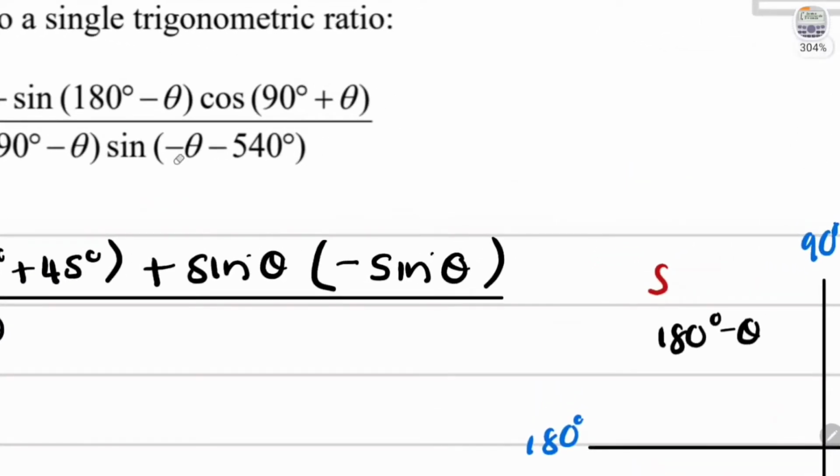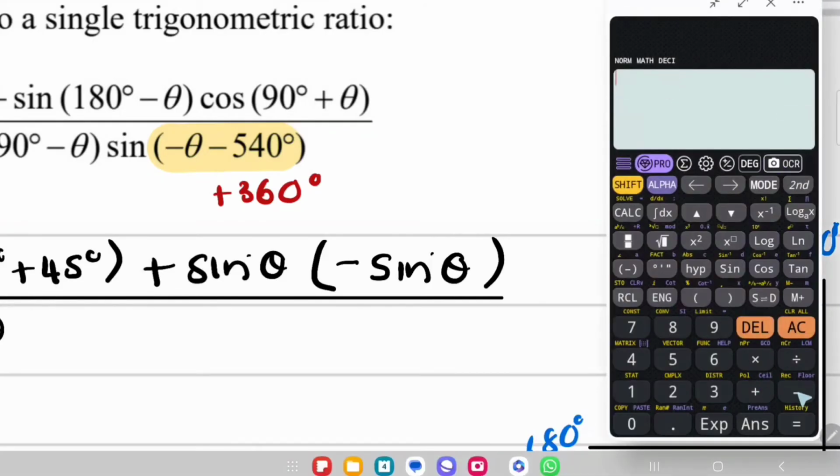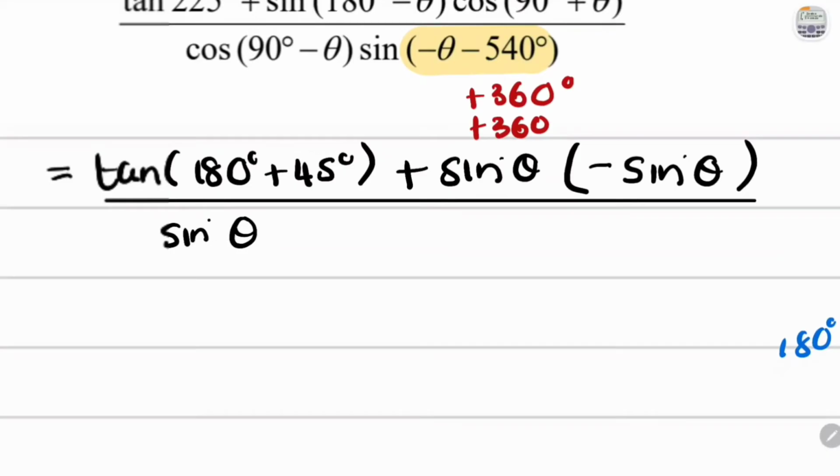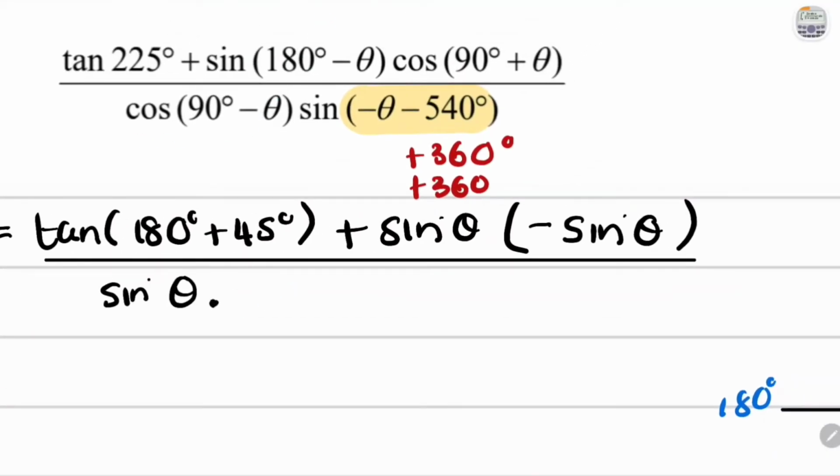So you see what's going on here. You have negative theta minus 540 degrees. Your angle is negative. What should you do when the angle is negative? Well, you have to add 360 degrees to it until it becomes positive. If you take negative 540 and add 360, you still have a negative angle. Add 360 again to make it positive. Now it's positive: it's 180 degrees. So it's sine, and it became 180 degrees. We still have the negative theta, but it's best to put your angle first.